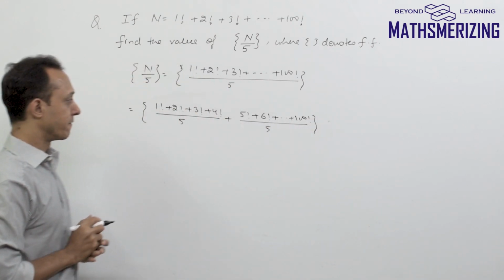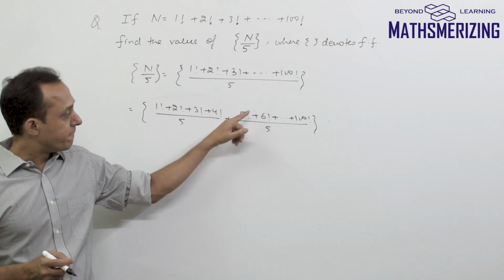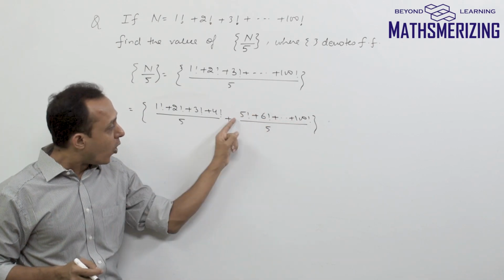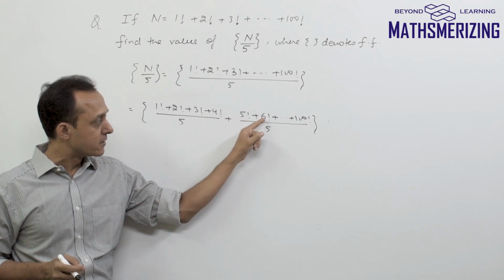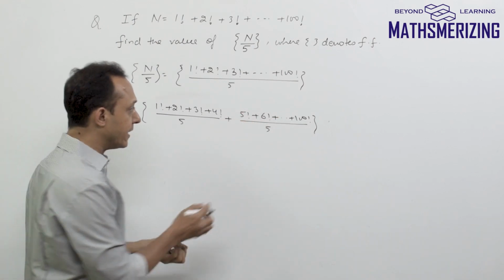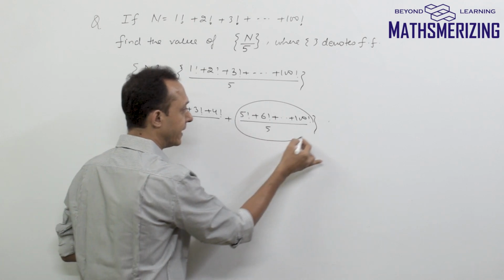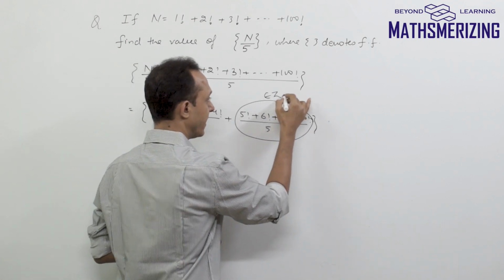Now for the second part, factorial 5, factorial 6, factorial 7, up to factorial 100, all of them have 5 inside, right? Because the product of the first 5 numbers is contained in the product of the first 6 numbers. So 5 will get cancelled every time, and this expression is nothing but an integer.